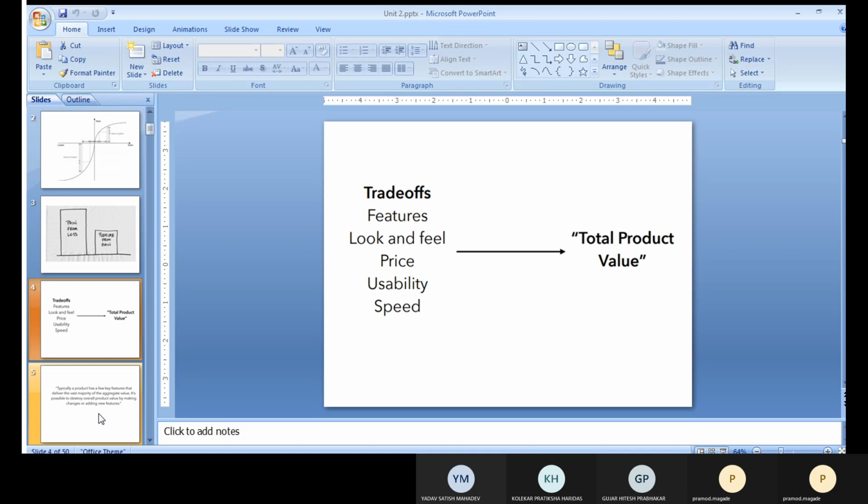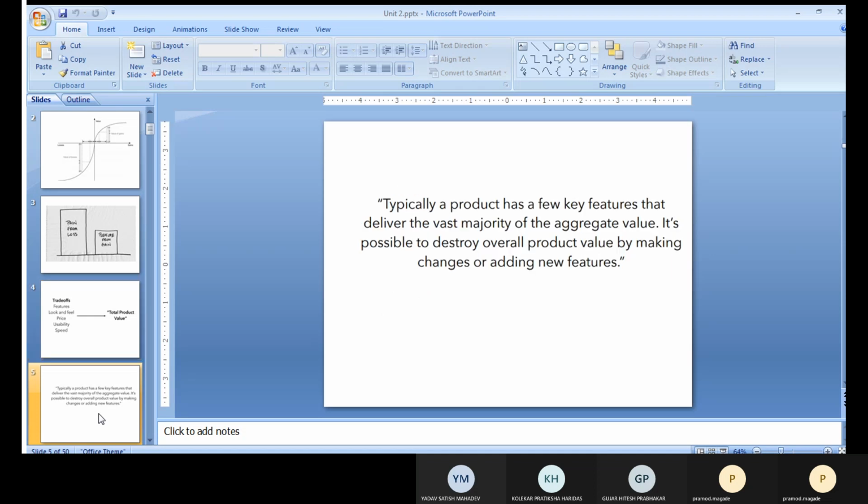It means product value gives two things. First is loss or profit. That's it. Only these two things we check in this.